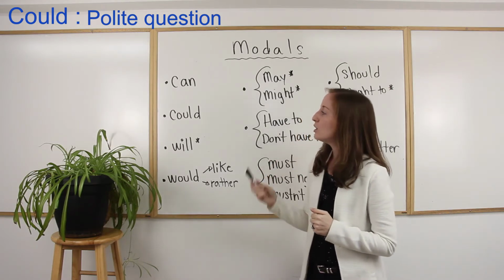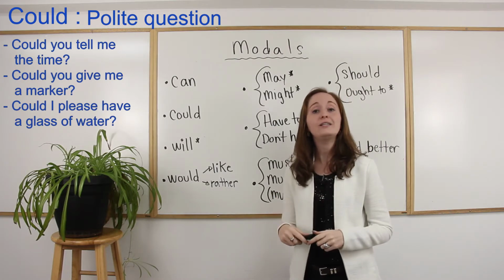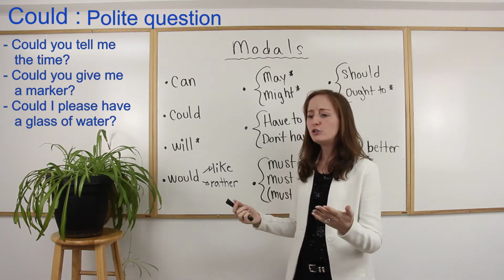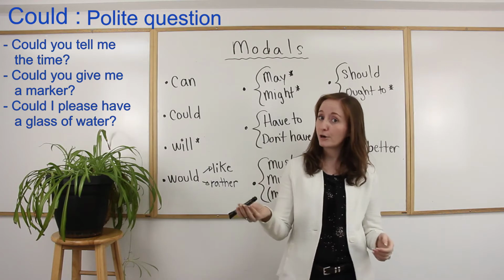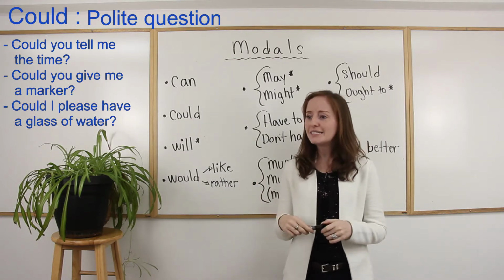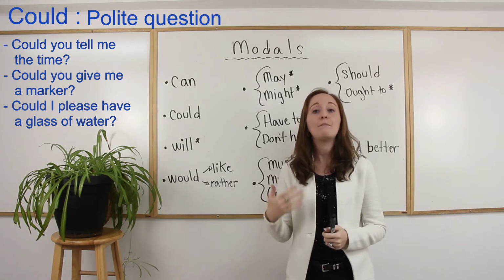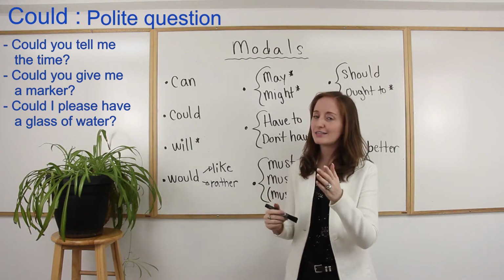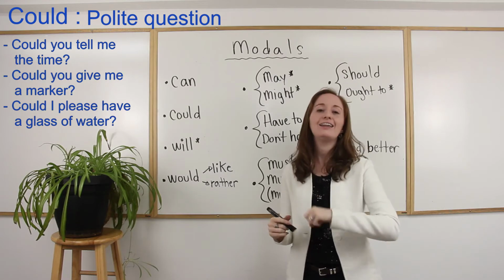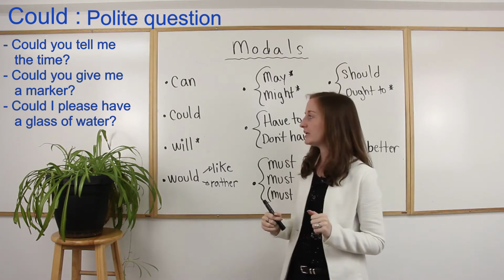Very different. So for example, could you tell me the time? Could you give me a marker? Could I please have a glass of water? Automatically they become polite questions and not necessarily past ability in the form of a question.